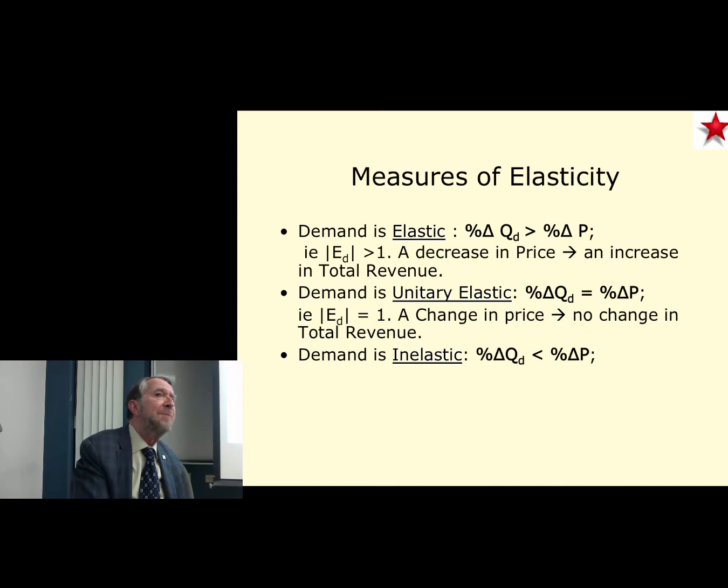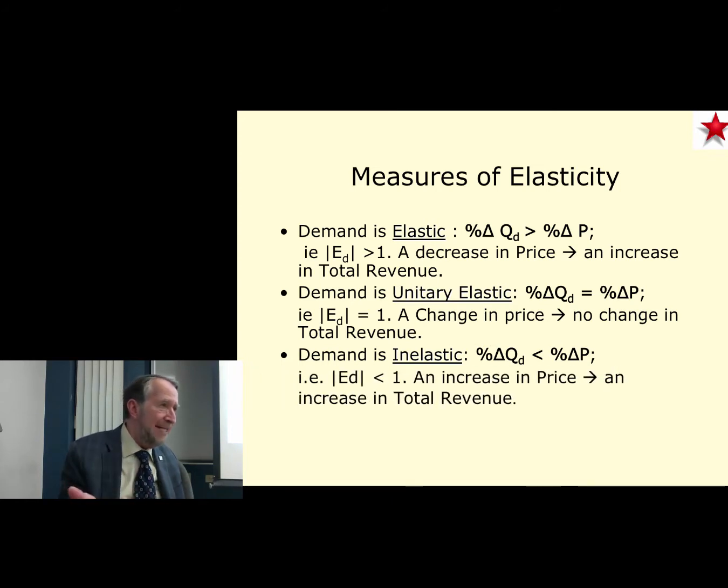If the quantity response to a change in price is smaller than the percentage change in price, then we define demand as being inelastic. Inelastic. And what that means is it doesn't stretch very much. Buyers are not very responsive to the price change.